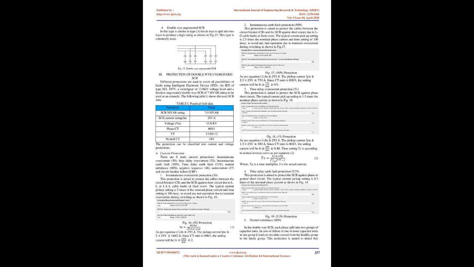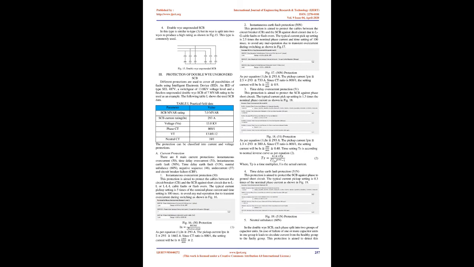Pickup setting is 5 times the nominal phase current and time setting is 100 ms to avoid any maloperation due to transient overcurrent during switching, as shown in Fig. 16. Where Tp is a time multiplier, I is the actual current.